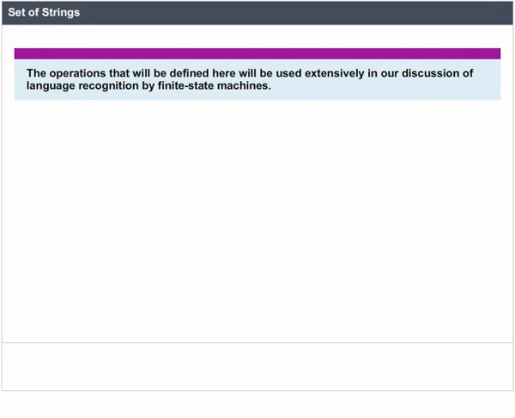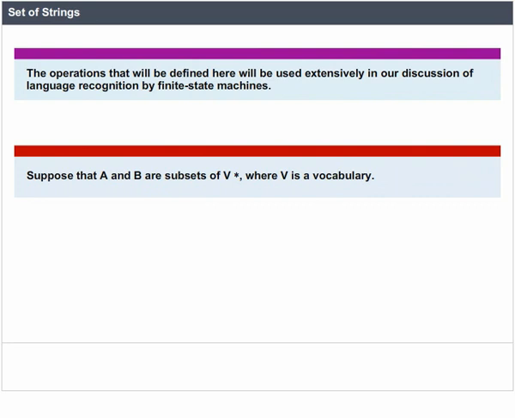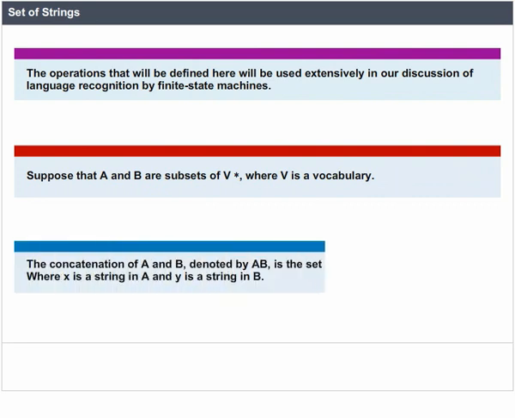by finite state machines. Suppose that A and B are subsets of V star, where V is a vocabulary. The concatenation of A and B, denoted by AB, is the set of all strings of the form XY, where X is a string in A and Y is a string in B.